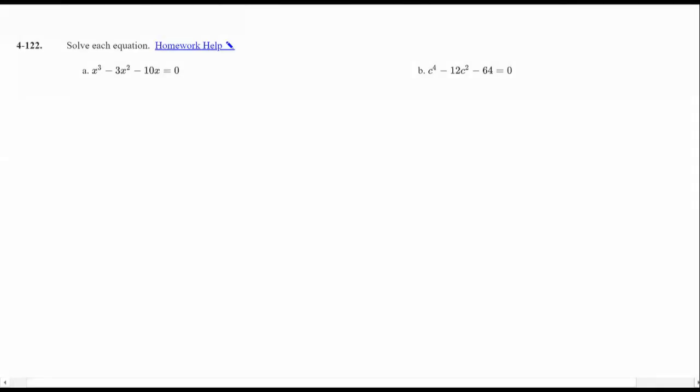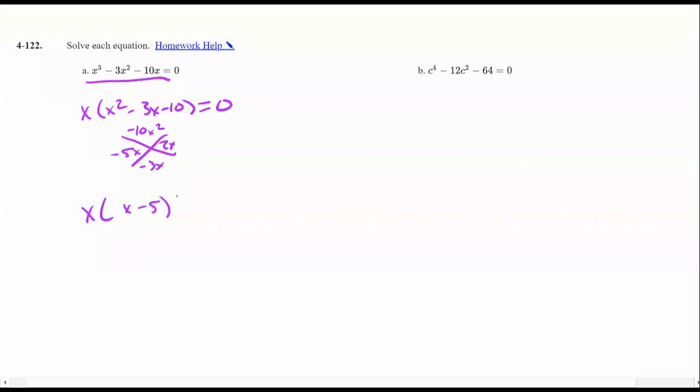Here we're asked to solve each equation, and so it looks like we're going to set these equal to 0, and so I'm going to factor this as much as possible so that I can start solving. So first factor out the x here, x squared minus 3x minus 10. Now I'm going to try and diamond and box this here. It looks like I could do negative 5x and positive 2x.